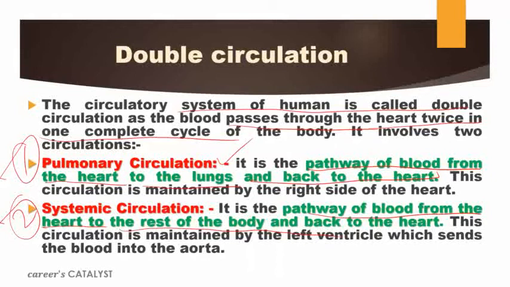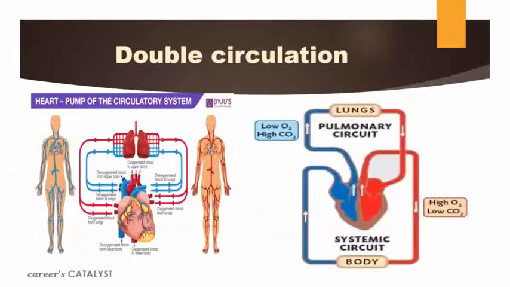Double circulation, as blood is passing through the heart twice in a complete cycle of the body. That's why it is defined as double circulation. As you can see here, let's suppose in the human heart we have deoxygenated blood. This deoxygenated blood will move to the lungs, where the oxygenation process will be done, and it will come back to the human heart. This is your first cycle, which is defined as the pulmonary circuit or pulmonary circulation.